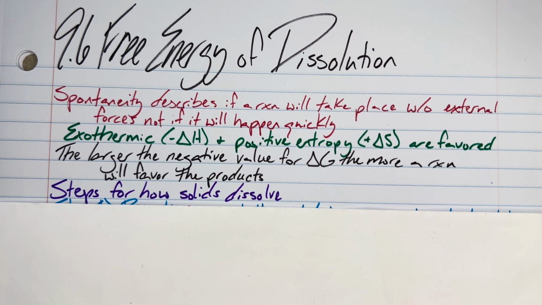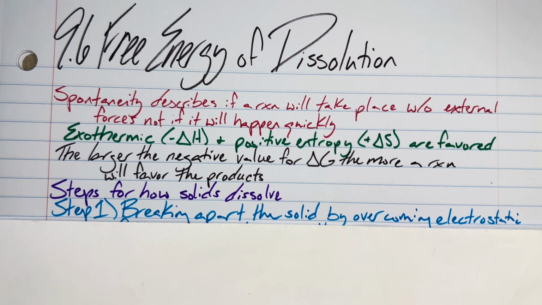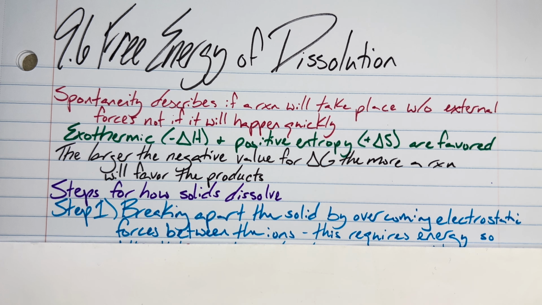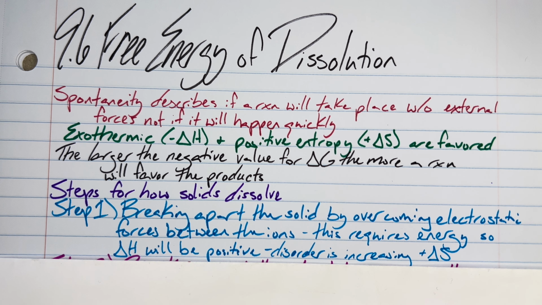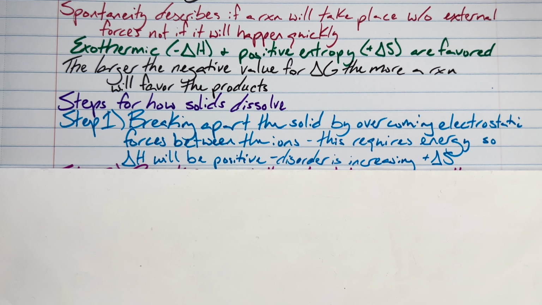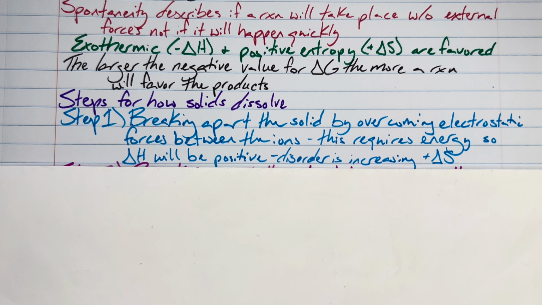Steps for how solids dissolve within water. Note this is for ionic solids. We're going to have a breaking apart of the solid by overcoming the electrostatic forces between the ions. This requires energy, and so our delta H value will be positive, but our overall disorder of the system, or our entropy, delta S, is going to be positive.